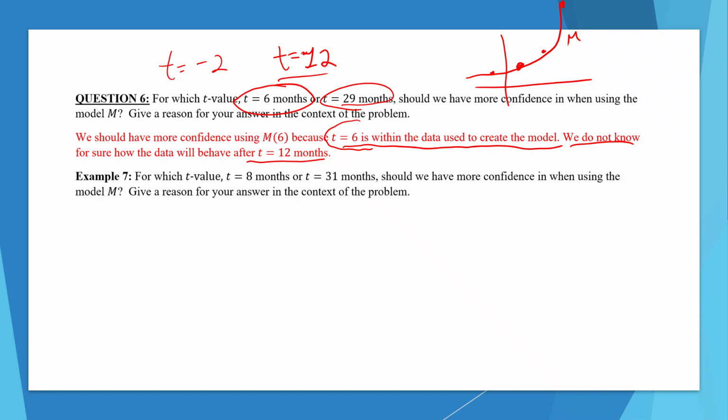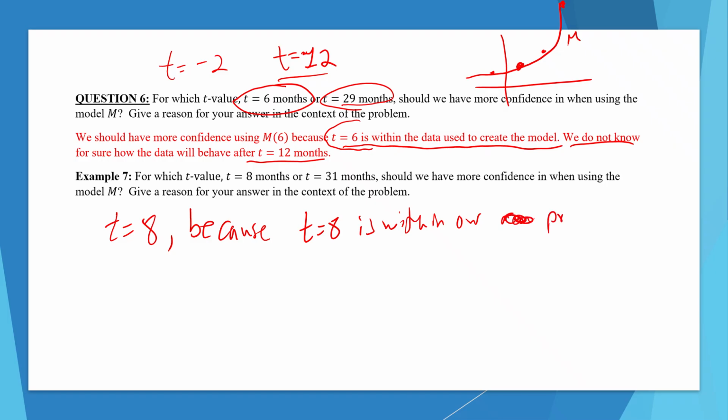So try example 7: for which t value, t equals 8 or 31, should we have more confidence in? Give a reason for your answer. Here, I would word my answer as t equals 8, so answer the question first, because you could say t equals 8 is within our points we were given.